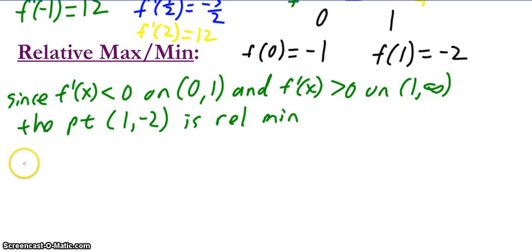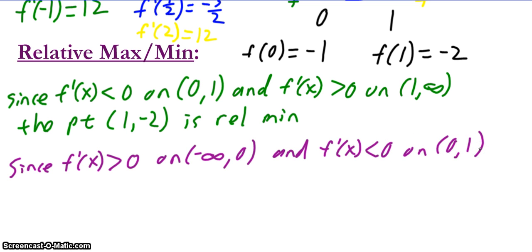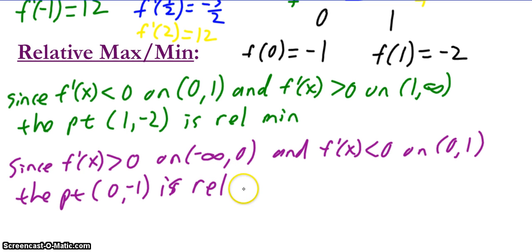And then I'm also going to do, since f prime of x is greater than 0 on negative infinity to 0, and f prime of x is less than 0 on 0 to 1, the point 0, negative 1 is a relative max. Okay, that's the first derivative test.